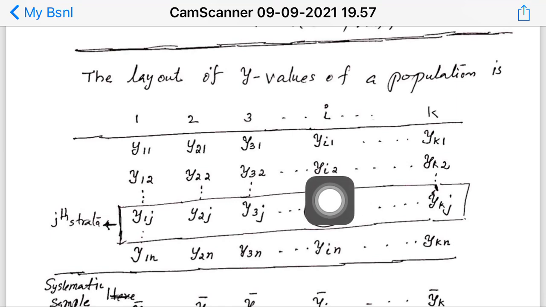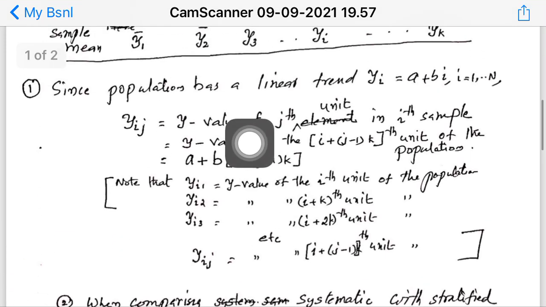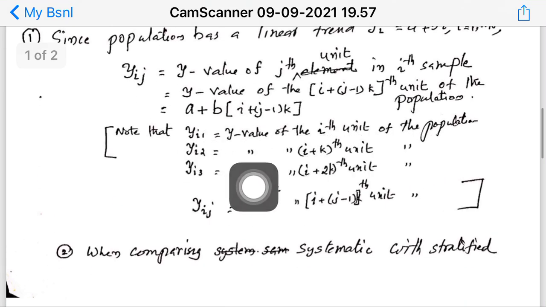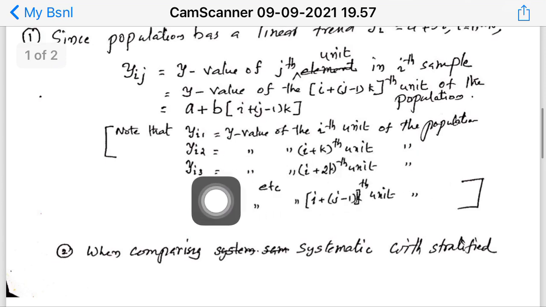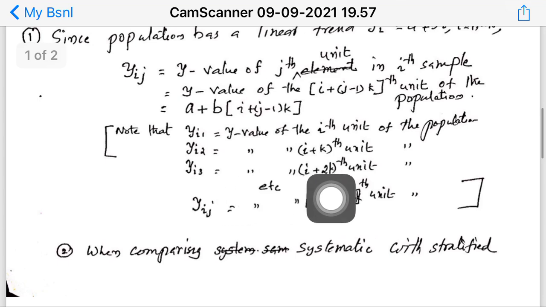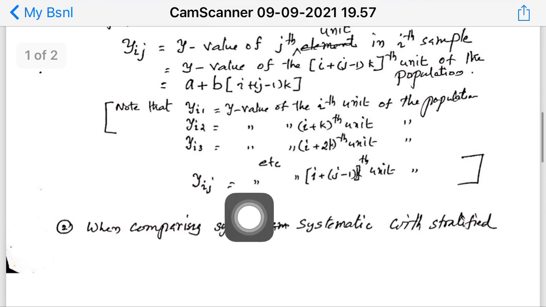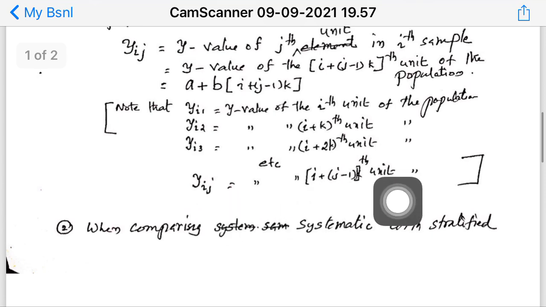Because of this linear trend, you can see that y_i1 is the y value of the ith unit of the population, y_i2 is the (i+k)th unit of the population, and y_i3 is the (i+2k)th unit of the population, and so on. Then finally y_ij is the y value of the (i+(j-1)k)th unit of the population.